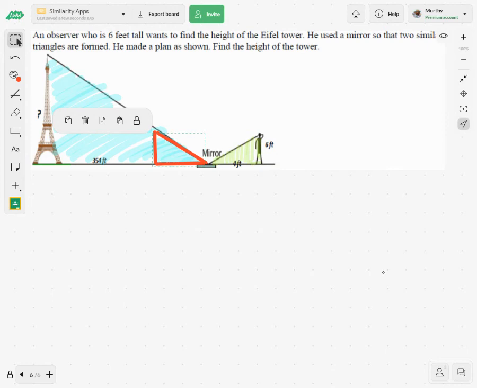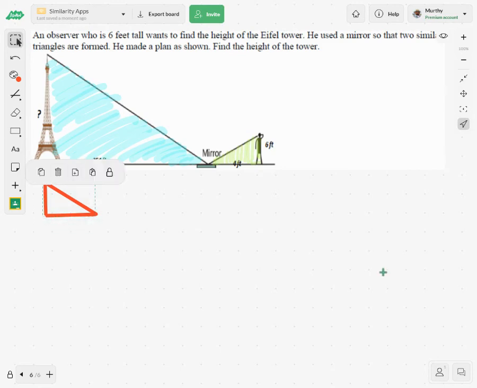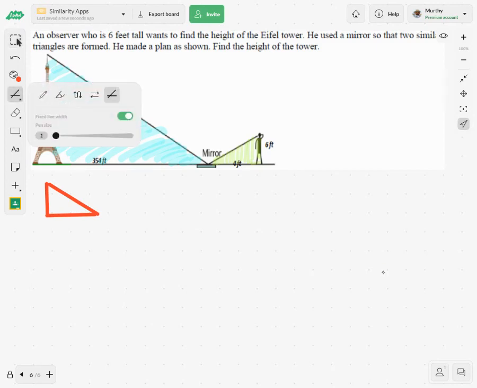Now, if there is a mirror, how did I get this new triangle? Is it by reflection or rotation? What do you think? How did I get this one? Is it by reflection or rotation? Think for a while. It is reflection. Yes. So it is through reflection.